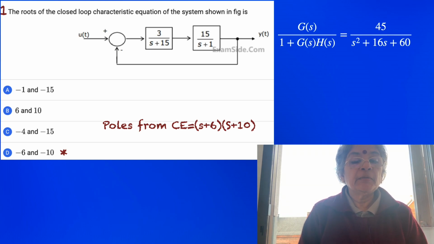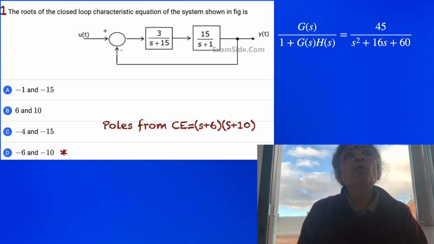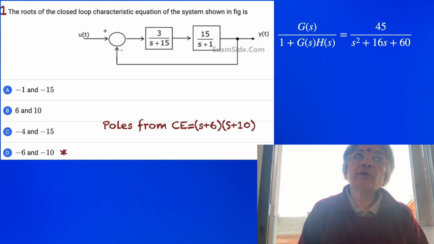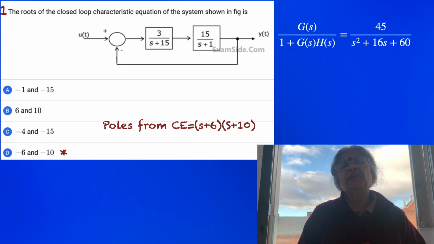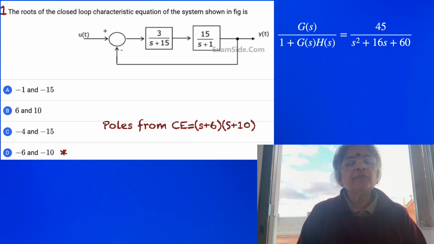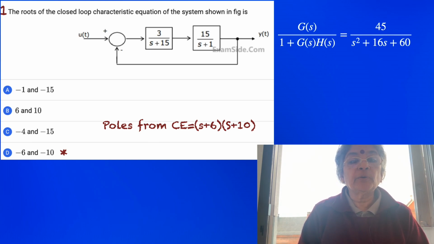The best way to do this is, of course, to obtain the characteristic equation, which would be the denominator of the overall transfer function. So what is the overall transfer function? It's given by G(s) divided by 1 plus G(s)H(s). How do you do it? In a very simple manner, directly from whatever is given. You just look at the forward path, the open loop transfer function.